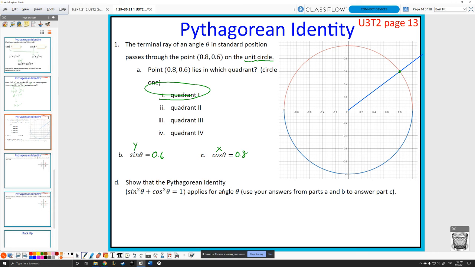Again, they want us to show that this is true. So I'm just going to write out the identity for my own sake, because I like to show all my work usually. So sine is 0.6. The cosine is 0.8. Again, I want to show that it's true. So I want eventually 1 is equal to 1. So 0.6 squared is 0.36. 0.8 squared is 0.64. And this adds indeed to 1.